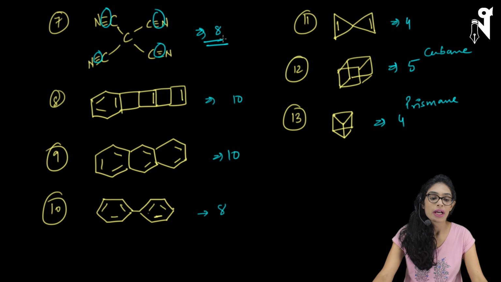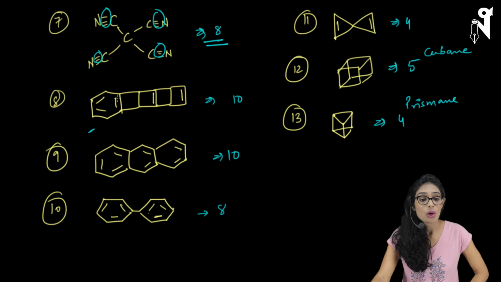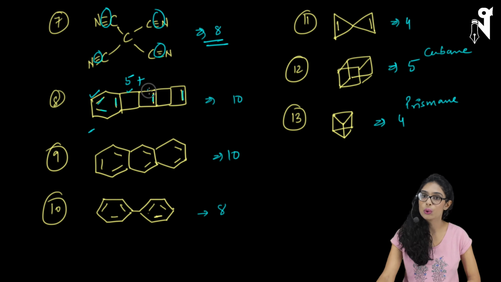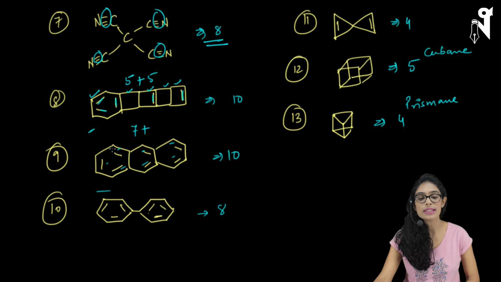Look at this compound. Let's count the total number of pi bonds first. 1, 2, 3, 4, and 5. 5 pi bonds. Okay. Now let's count the number of rings. 1, 2, 3, 4, 5. So 5 rings. So total 10. Look at the next compound. I will count the total number of pi bonds first. 1, 2, 3, 4, 5, 6, 7. So 7 pi bonds and 3 rings. So degree of unsaturation is 10.